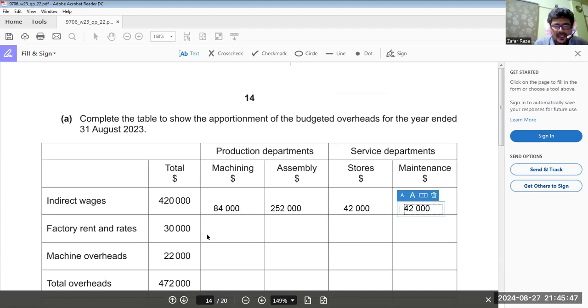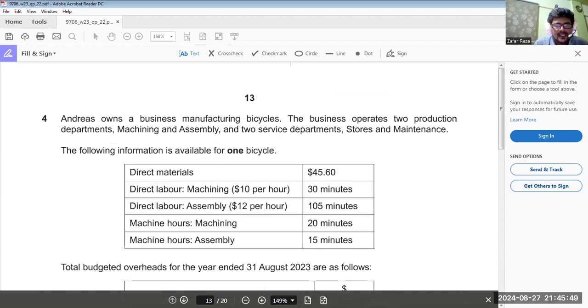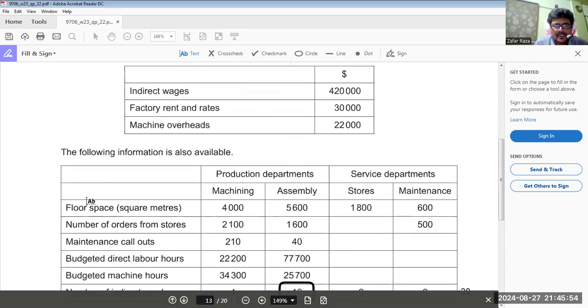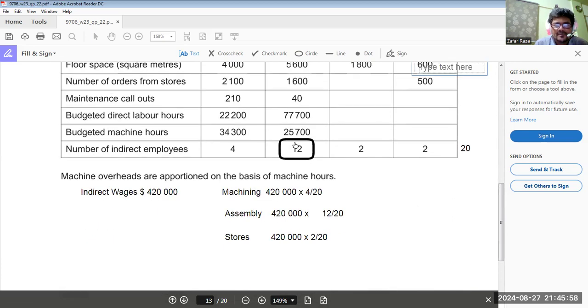Now factory rent and rates we have to divide. So factory rent and rates should be divided on the basis of floor space. This is the basis, floor space. Getting my point clear? So what we have to do?